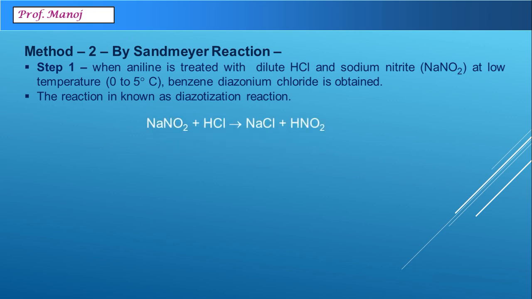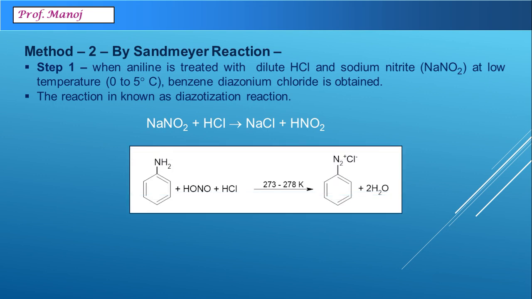Here are the reactions. First, NaNO2, sodium nitrite, reacts with HCl to form HNO2. HNO2 is called nitrous acid. This nitrous acid along with HCl now attacks the aniline ring, and NH2 of aniline becomes N2+ Cl-. This product is called benzene diazonium chloride. This was step number 1.